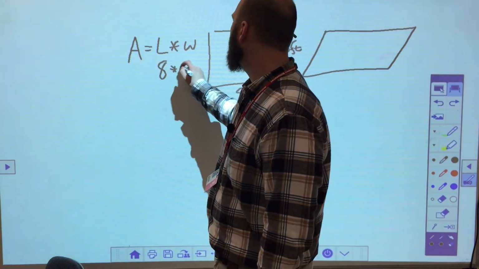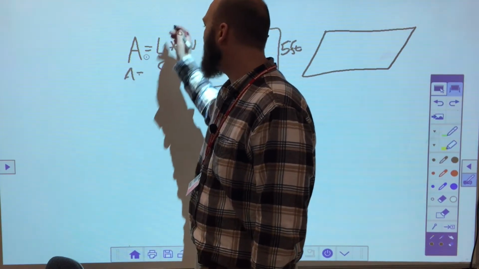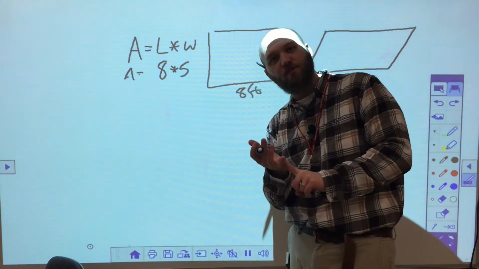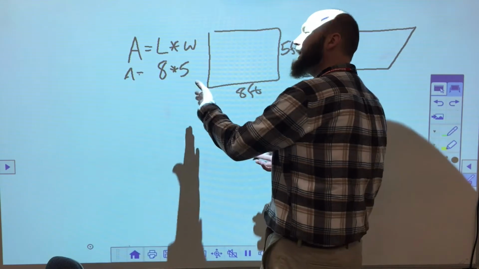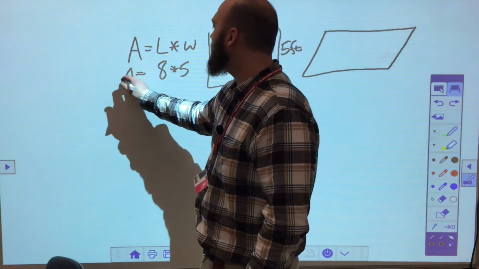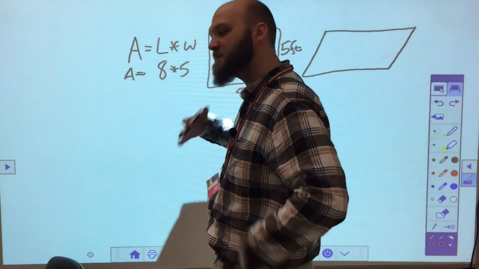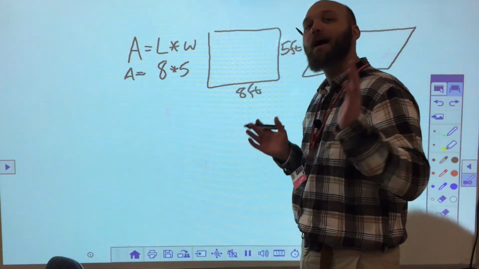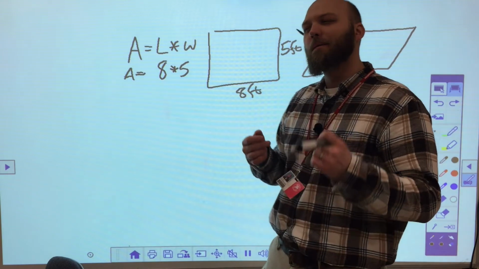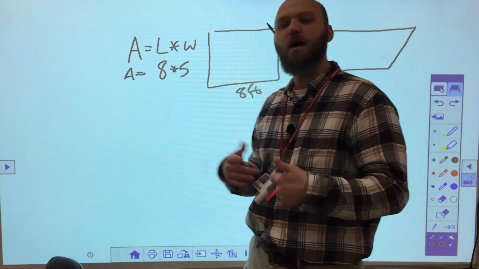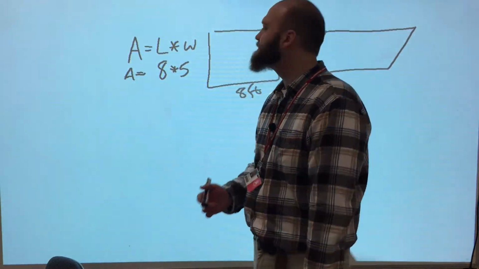Let's go with 8 times 5. Area equals 8 times 5. SPEMDAS: substitute, then parentheses, exponents, multiplication, division, addition, subtraction, in that order. I do one thing, and I rewrite my problem. That helps me keep everything simple. I understand that most of us can look at this and go, well, 8 times 5 is 40. I got it. But as we move forward, you're not going to be able to do that. So get in the habit now.